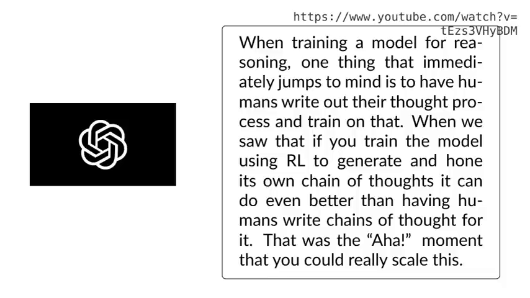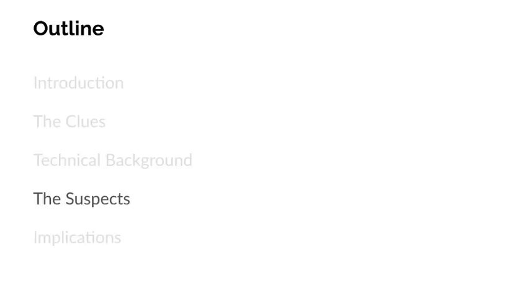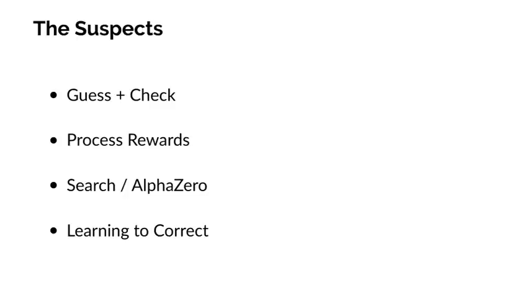I imagine it was quite shocking the first time to see the model reason through a problem and get it correct. I don't know, maybe I'm a sucker. Okay, with that background, we can actually get to the suspects for what might be going on here. I narrowed this down to 4 different suspects: guess and check, process rewards, search or AlphaZero, and learning to correct. These aren't formally different areas, but when reading this literature, I did find it a bit overwhelming.